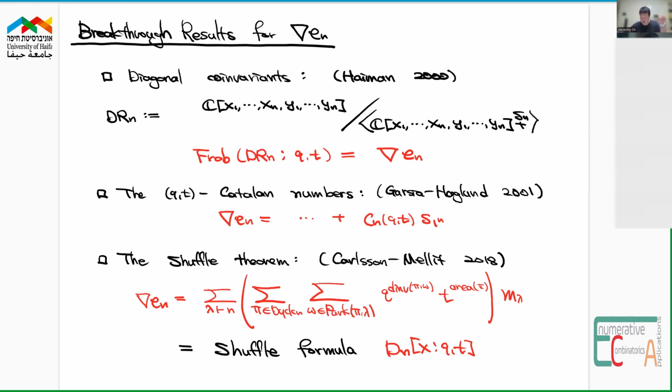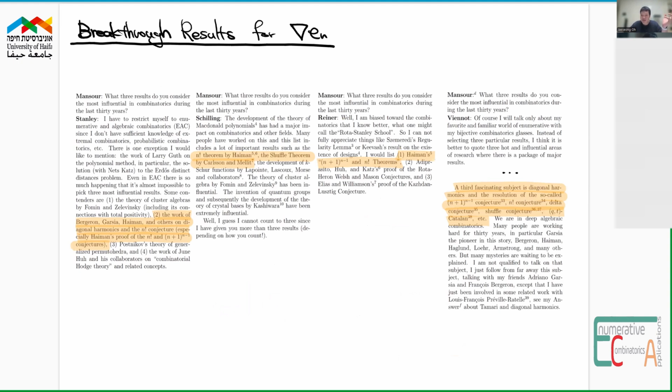And these are actually very good results and indeed breakthroughs. I'm enjoying these days reading interviews in the ECA journal, and I looked up almost every interview, which almost every time asks what three results are most influential in combinatorics in the past 30 years. Richard Stanley, the first speaker of the first talk in this conference, Vic Reiner, who was the first speaker of yesterday's conference, and Xavier Viennot all chose the (n plus 1) to the (n minus 1) theorem of Haiman, the shuffle theorem of Carlsson and Mellit, or Garsia and Haglund's result about the q,t-Catalan number. So these results are indeed breakthroughs, and influential to many researchers after all these 30 years.